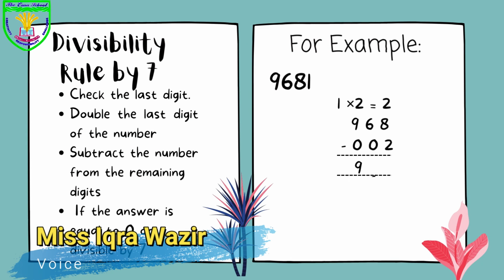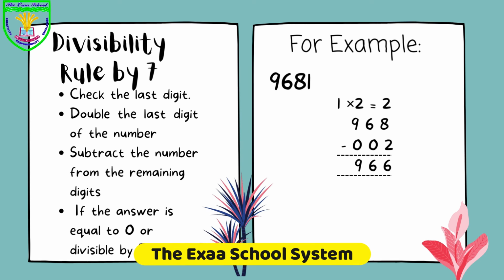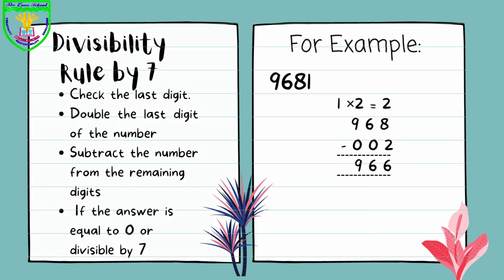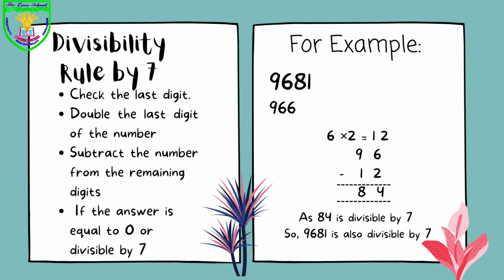So, again we will apply the divisibility rule of 7 here. We will check whether 966 is divisible by 7 or not. We will apply the divisibility rule of 7 again. So, we will check our last digit. Our last digit here is 6. Now, we will double the last digit. We will multiply 6 with 2. 6 2s are 12. Now, we subtract the answer 12 from the remaining digits 96. 96 minus 12 is 84. Now we know that this 84 is divisible by 7. So the number 9681 is divisible by 7.